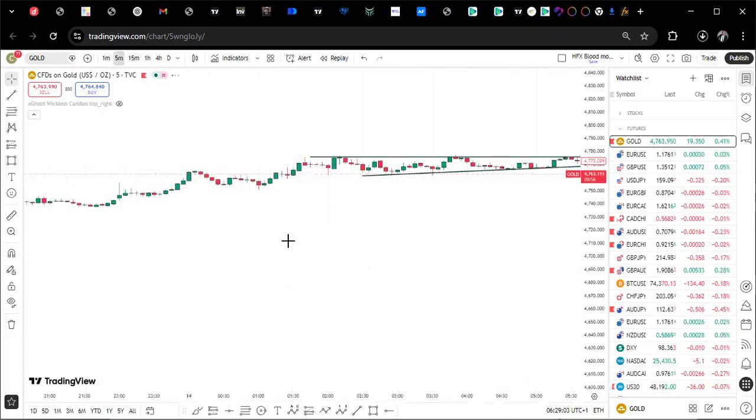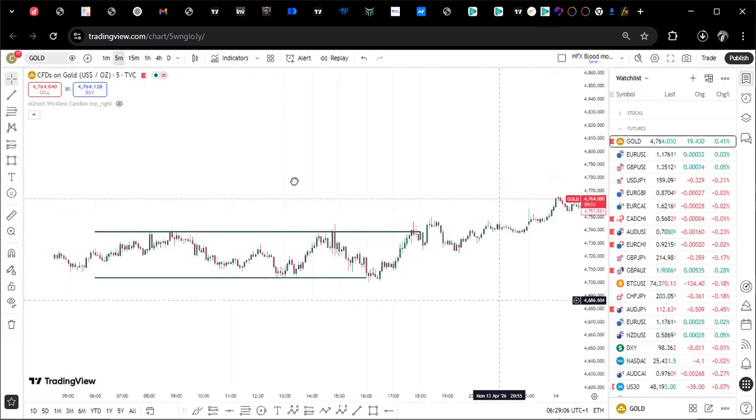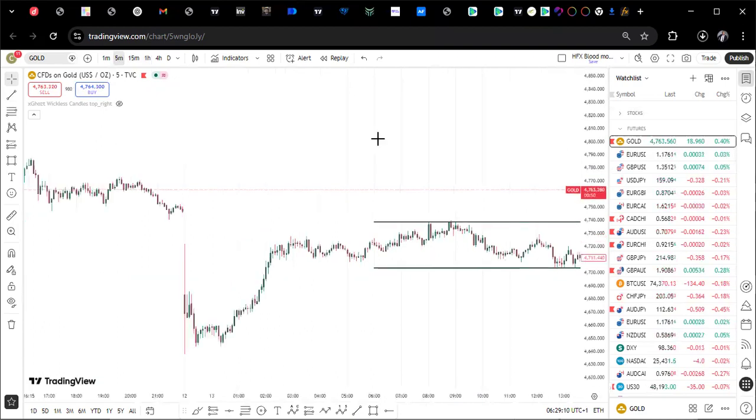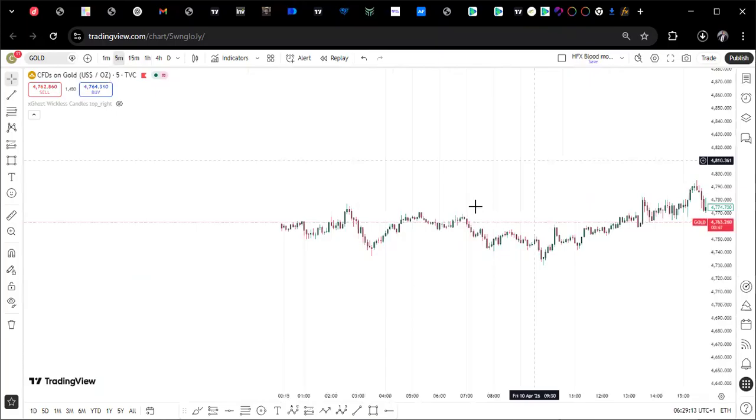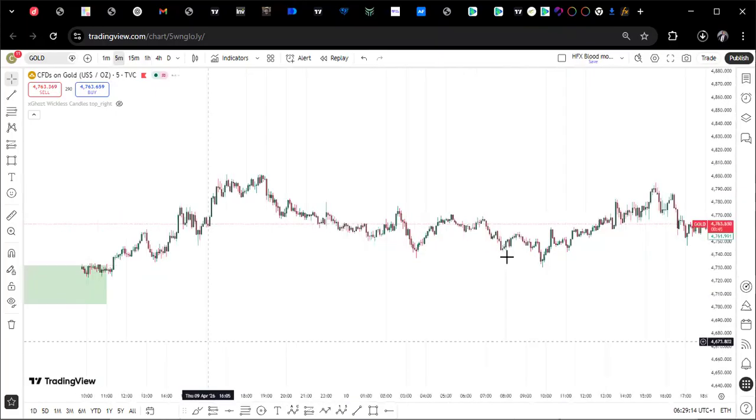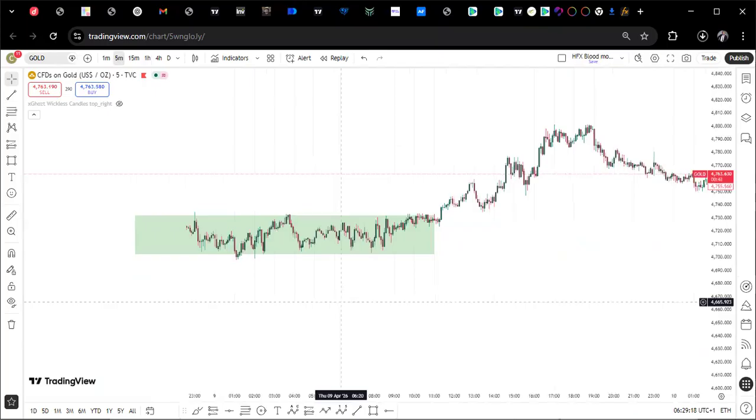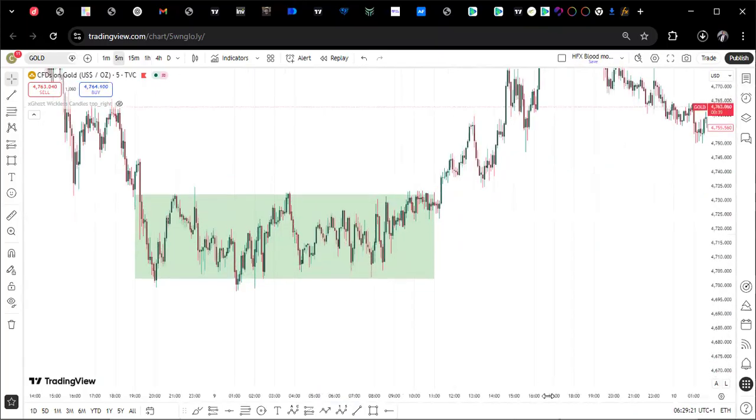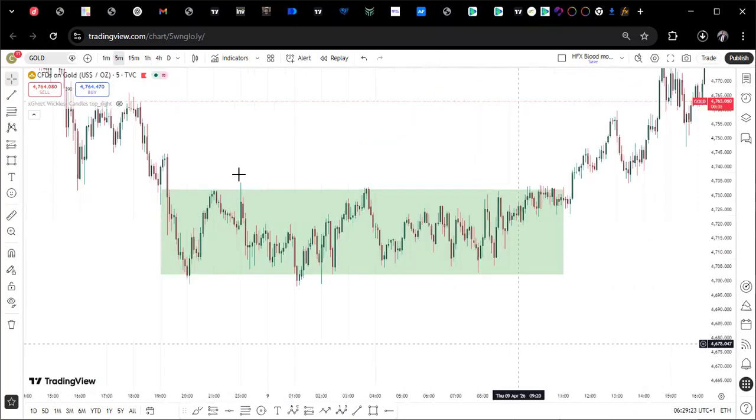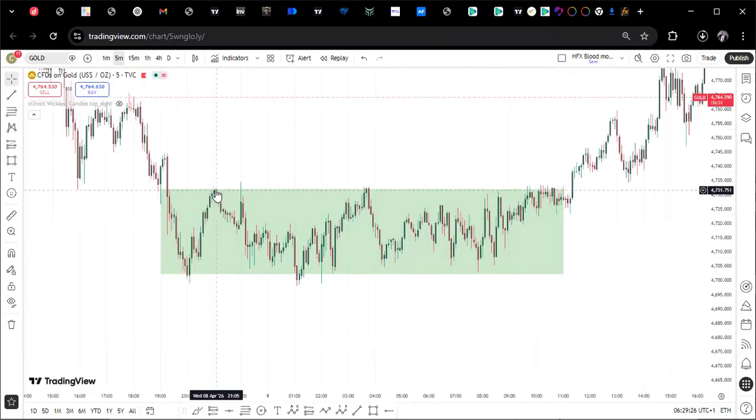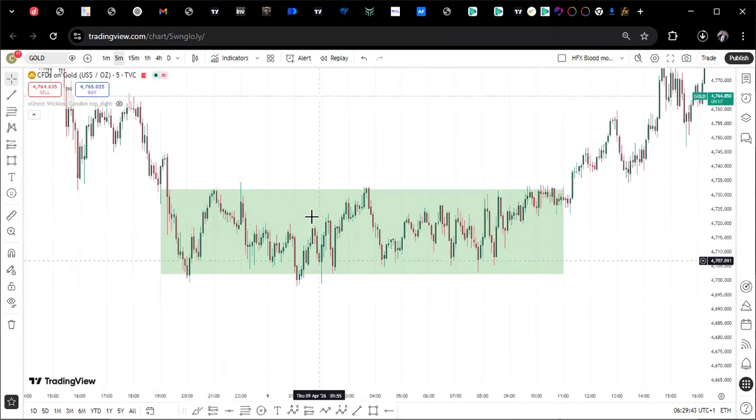So understanding these zones will help you in your decision making, right? So if you see a range market like this, all you need is to sell the high, buy the low, sell the high, buy the low. Your target should be the midpoint. If you buy here, your TP should be at the midpoint of the range. If you're selling, your TP should be at the midpoint of the range.